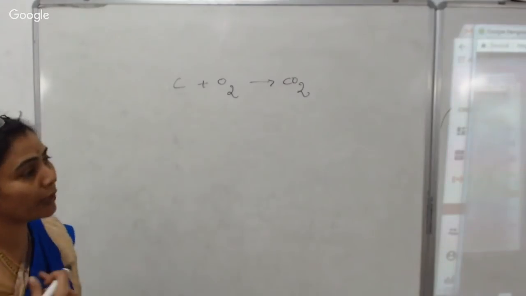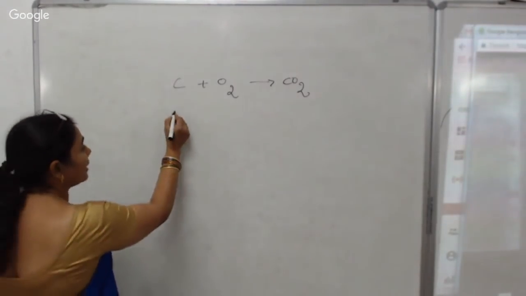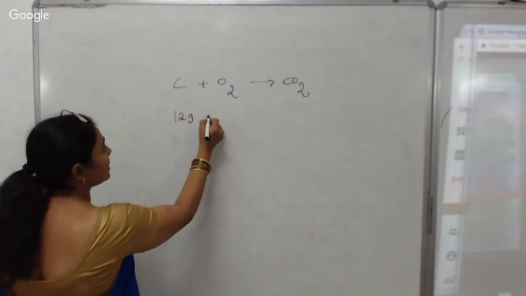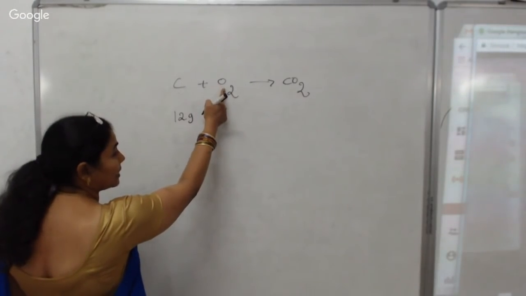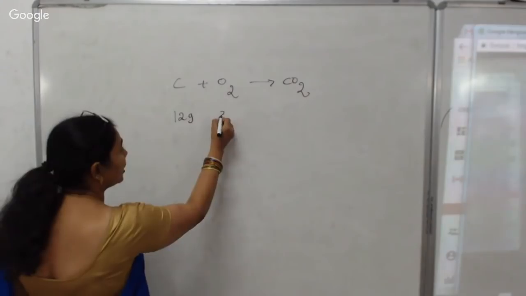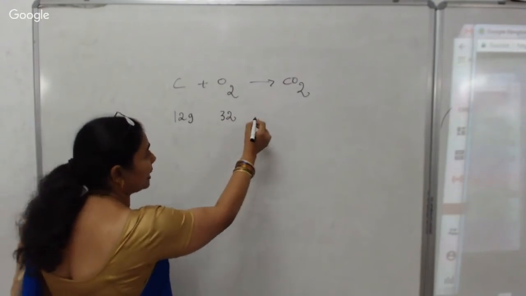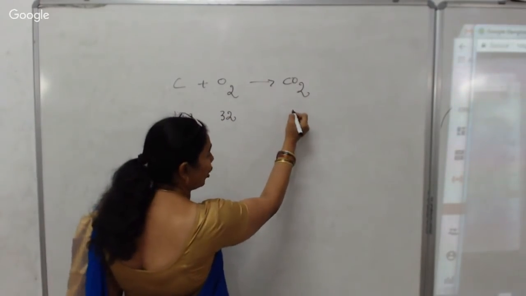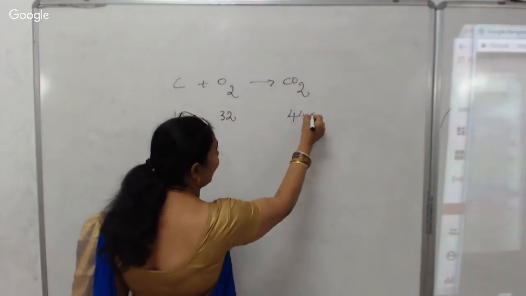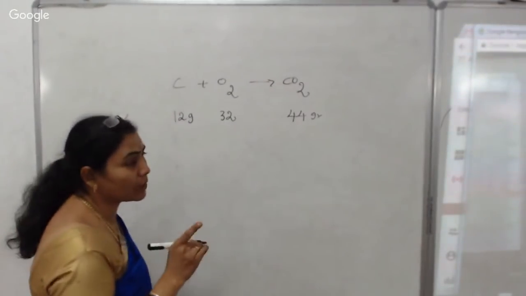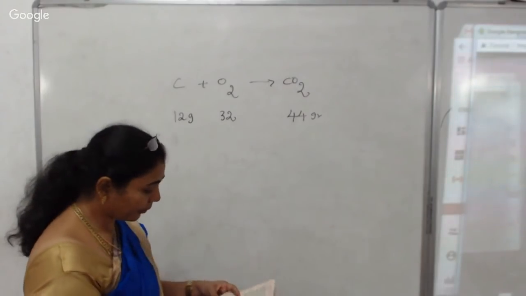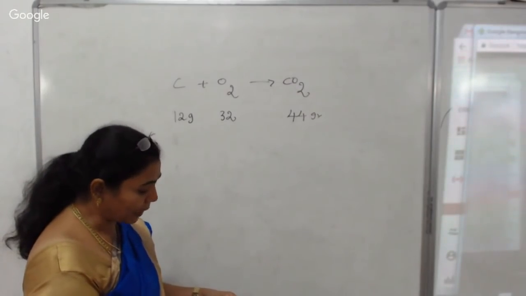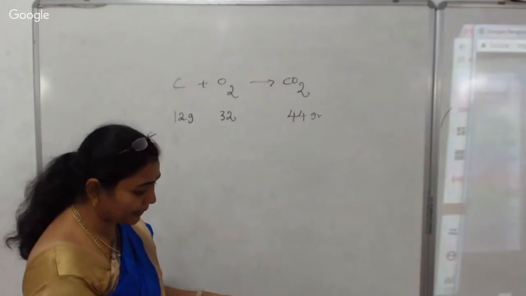Suppose I want to calculate in grams, then 12 grams of carbon is reacting with 32 grams of oxygen, because each oxygen atom is 16, so 16 plus 16 is 32. And you are getting how many grams of carbon dioxide? 44 grams of carbon dioxide. This is also homework for you. Simple one, okay? You have to calculate when 1 mole of carbon is burnt in air.